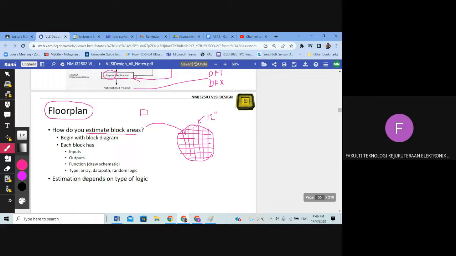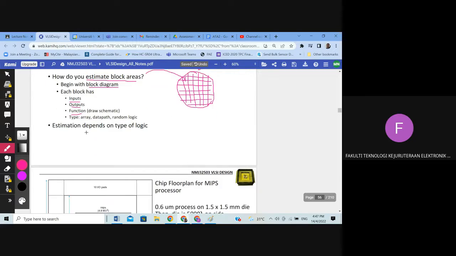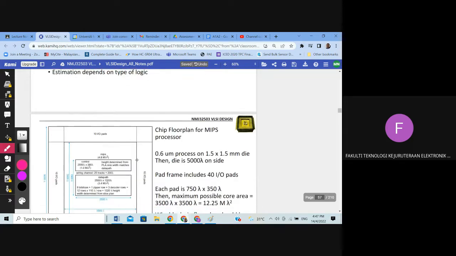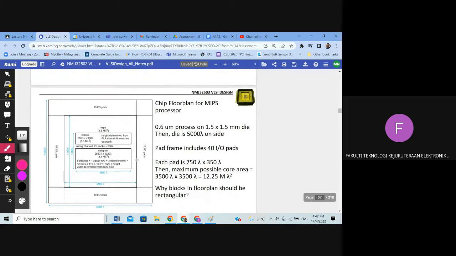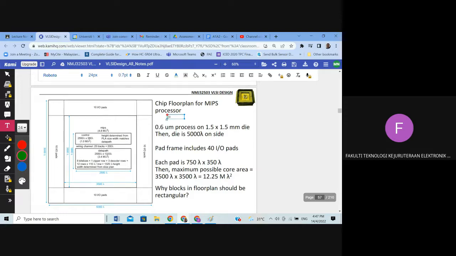So we begin with a block diagram. Normally each block in the diagram has an input, an output, and a function. Then we will see the details of the data path, array, and random logic inside it. To see it clearly, you can have a look at our textbook as well. This is actually taken from your textbook, CMOS VLSI Design by Weste, so I type it here.